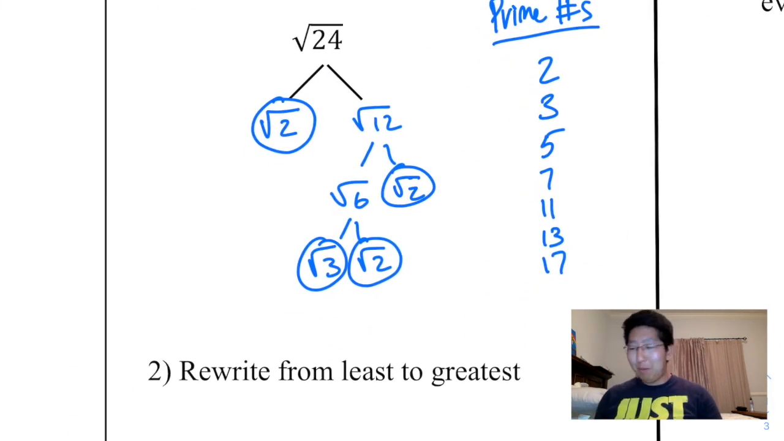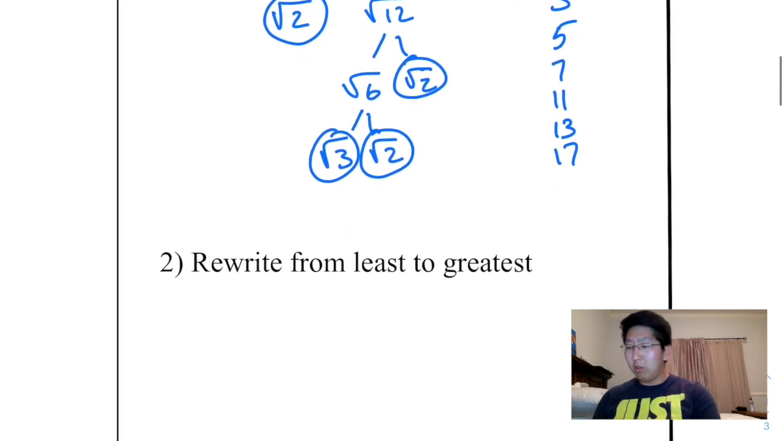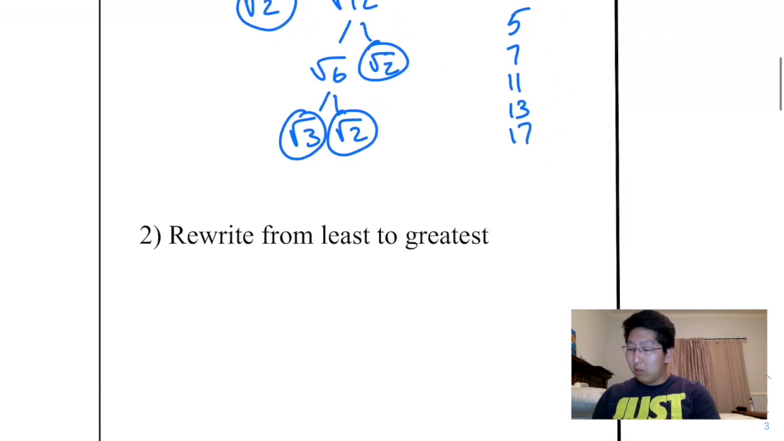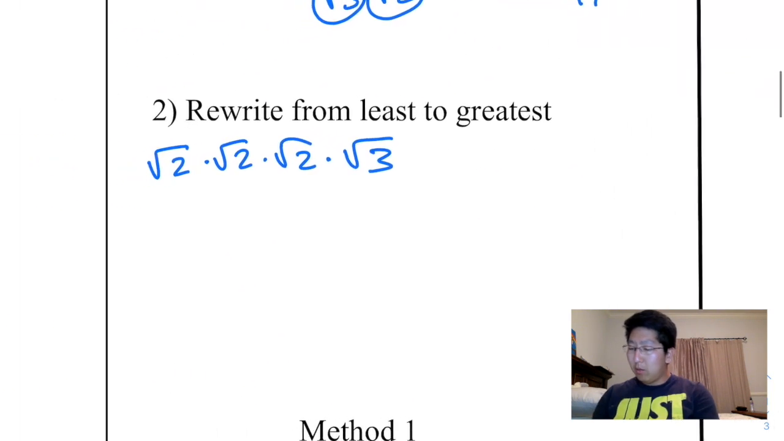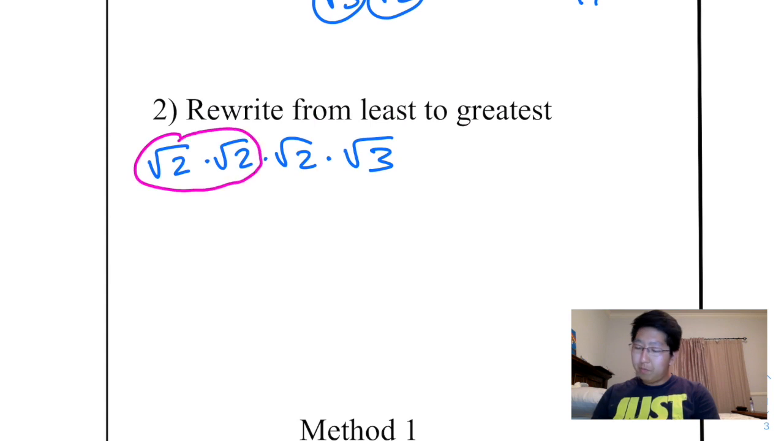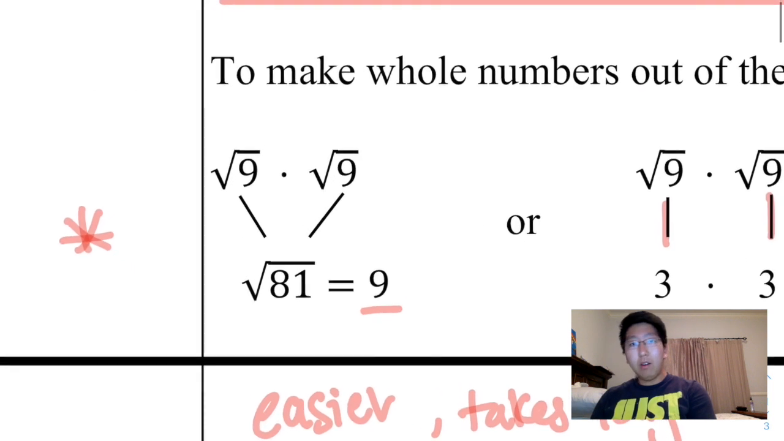So once we found the prime numbers, we're going to look for pairs. So in order to do that, we're going to reorder them from least to greatest. So I'm going to take square root of 2 times the square root of 2 times the square root of 2 times the square root of 3. Okay, and what we need to do is look for pairs. Okay, so we're going to go here and we're going to find a pair. And remember, from up here, if we have a pair of square roots that's the same, okay, the whole number is going to come out.